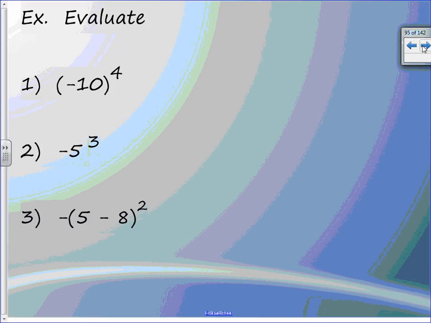So if I were to evaluate (-10) to the 4th, taking any 10 to a power, there's a little trick with that. You write the 1 down, and then the exponent is the number of zeros there are. So if there are 10 to the 4th, that means there's going to be 4 zeros. So that's the trick with powers of 10.